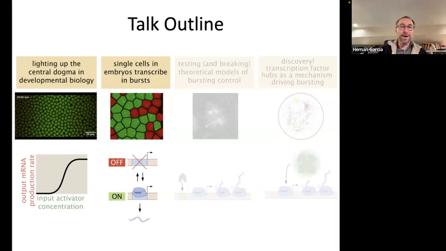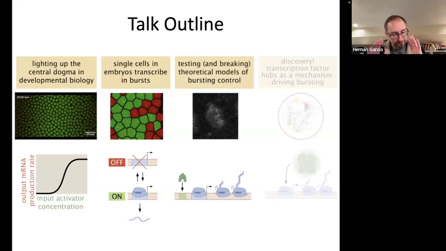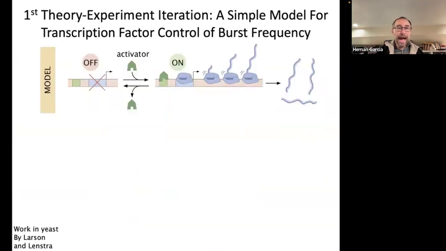Okay. All right. So what I want to do now is put on my theorist hat and try to ask, what are the sort of molecular mechanisms that one could come up with that would explain the bursts and their regulation? The simplest model one can think of, and this is a model that seems to work in yeast, according to Dan Larson and Tineke Lenstra and a few others, is one where you have a binding site for your activator, and the moment the binding site is occupied, now you're bursting.